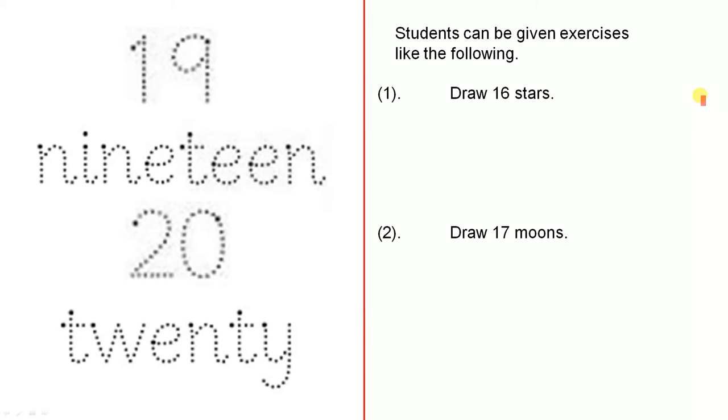Students can be given exercises like the following. Draw 16 stars. So we have to check that they can actually count to 16, because that's the whole object of the exercise, and that will help them to understand what this number actually means. Draw 17 moons, in very similar fashion.